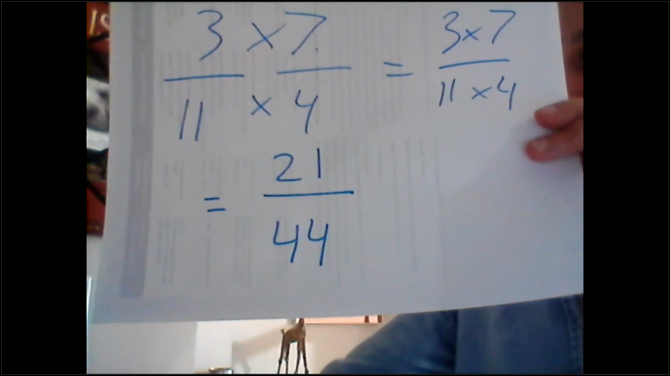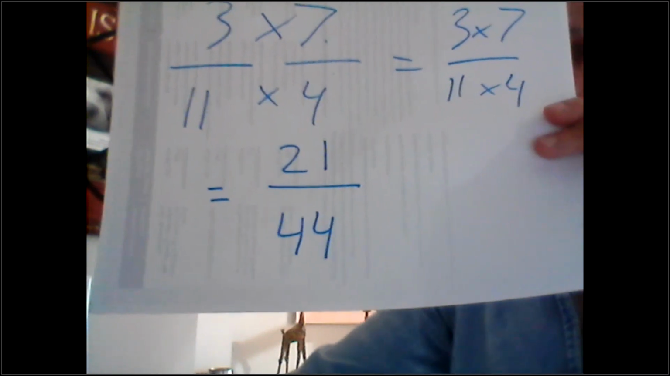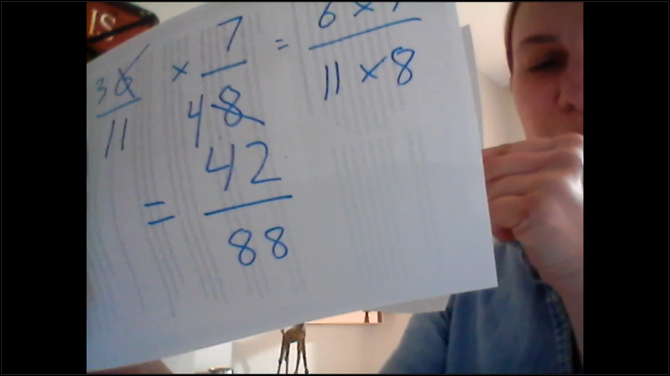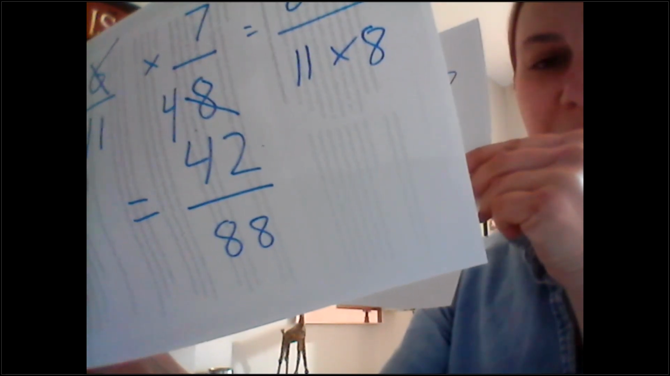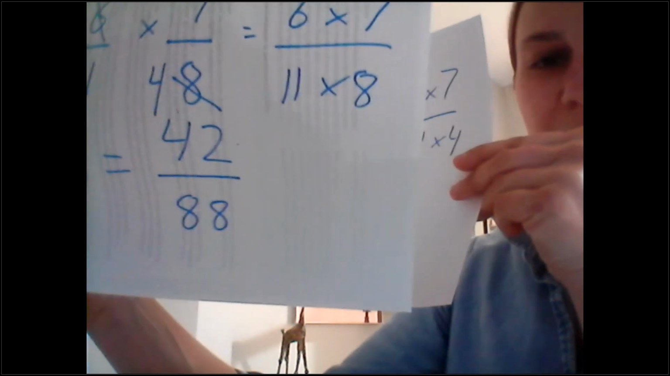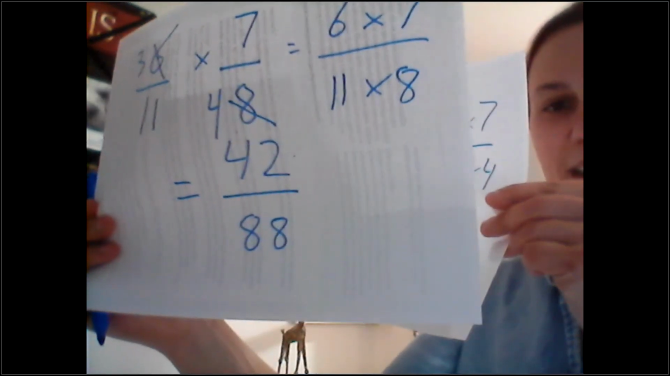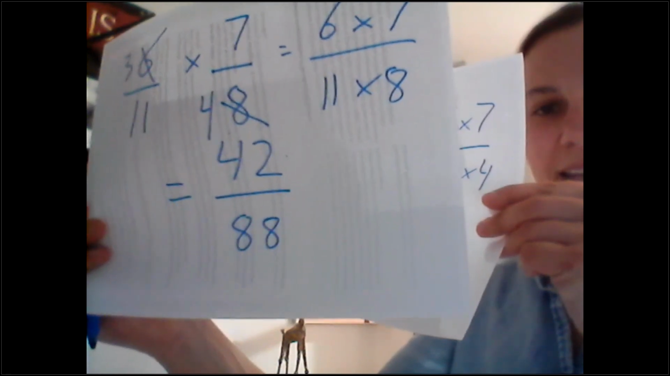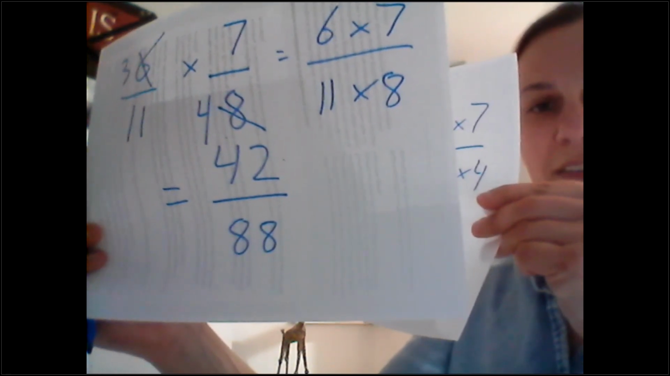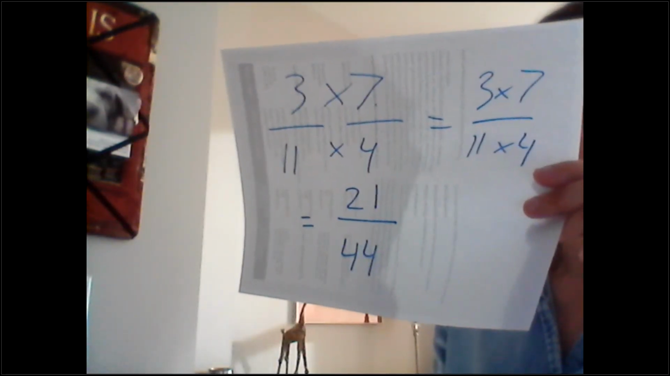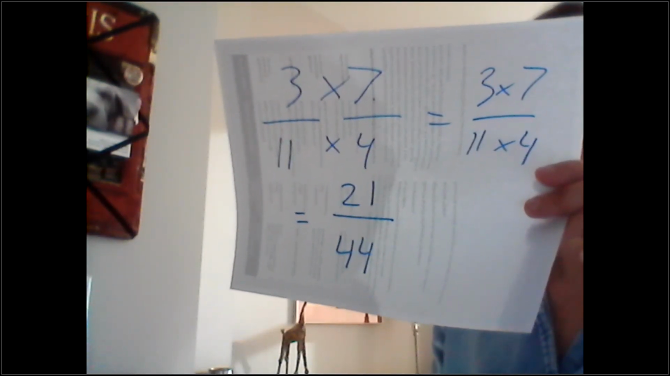Now remember, when we did the original problem, we ended up with 42 over 88. And if I divide the 42 and the 88, both the numerator and the denominator, by 2, I get this answer, 21 over 44. So I just got there quicker by simplifying before I did the multiplication.